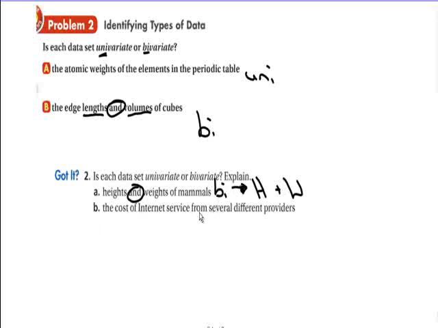The cost of internet service from several different providers. Well, if you have an internet service provider, you have one of them, and their cost is going to be one cost. The fact that you're comparing the many different ones doesn't matter. You're still talking about the cost of each one. So we're talking about univariate. We're talking about the cost of one.